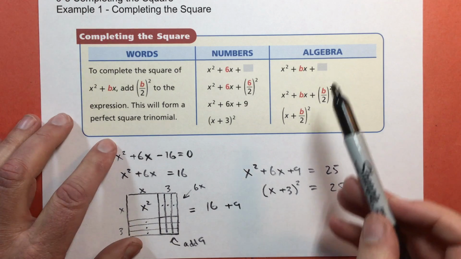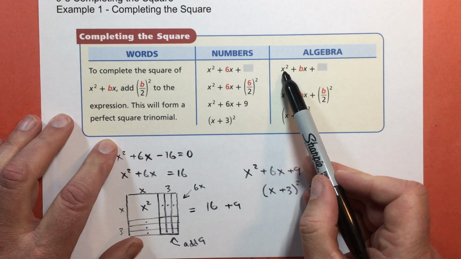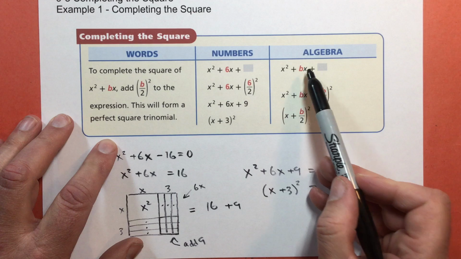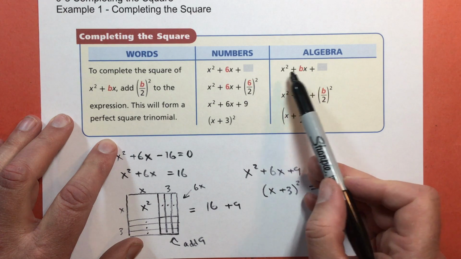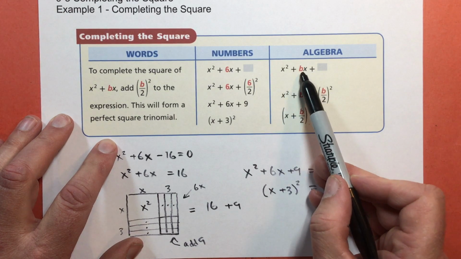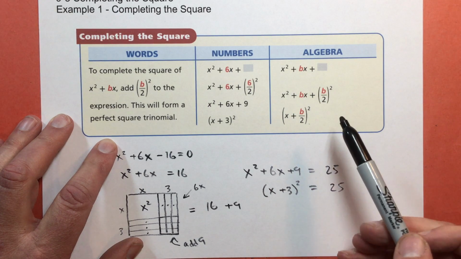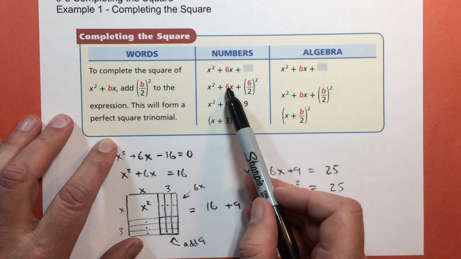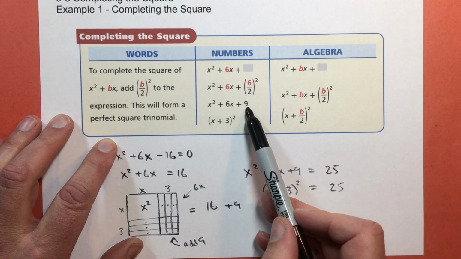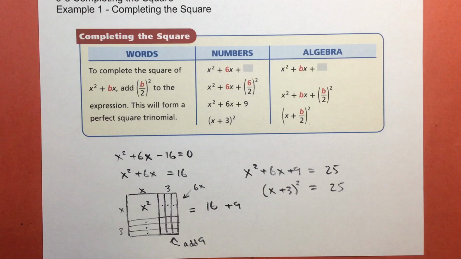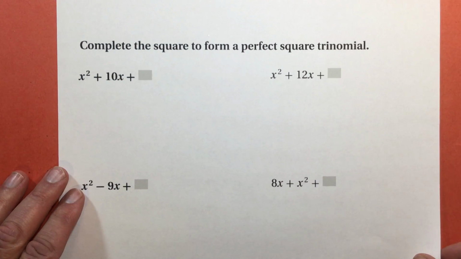So I look at it this way. I'm going to have x to the second power plus something times x. We call it ax squared plus bx plus c. I take that b and I first divide it by 2 and then I square it. That's all I do. So I did 6 divided by 2 is 3 and 3 squared equals 9. That's what I added.